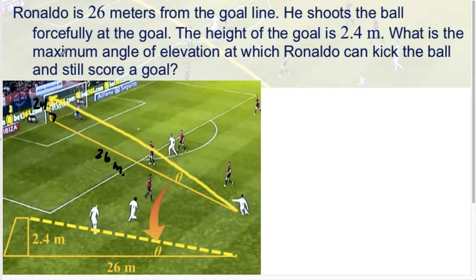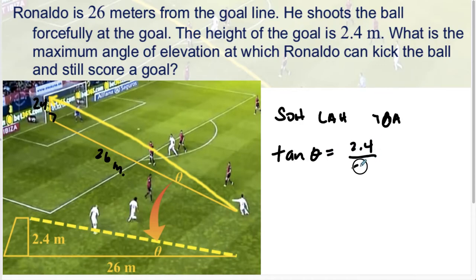And then what is the maximum angle of elevation at which Ronaldo can kick the ball and still score a goal? So what angle should he be focusing on so that he can kick this ball and it doesn't hit the top of this goal and actually goes in? All right, so here's a diagram. This is 2.4 meters and this is 26 meters. So in order to find this angle, we need to use either inverse sine, inverse cosine, or inverse tangent. In this case, I'm going to be using inverse tangent. So tangent of the angle is equal to opposite, 2.4, over adjacent, which is 26.